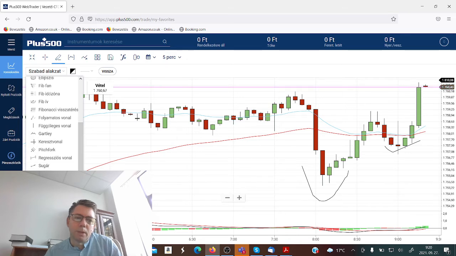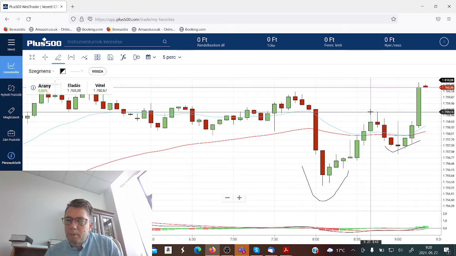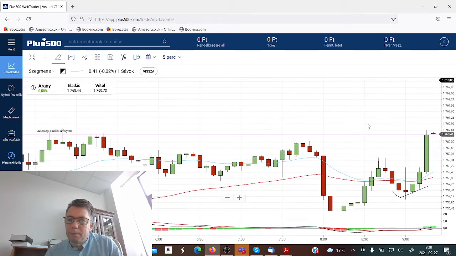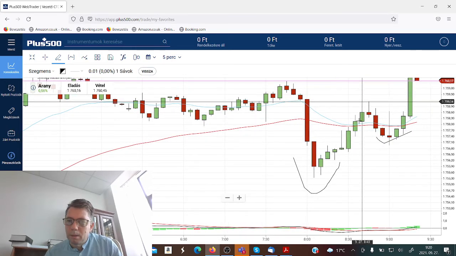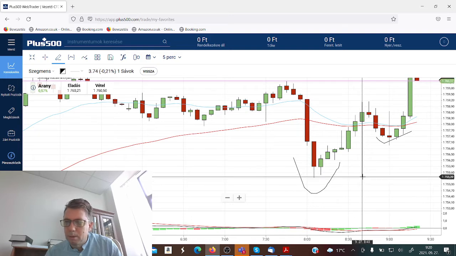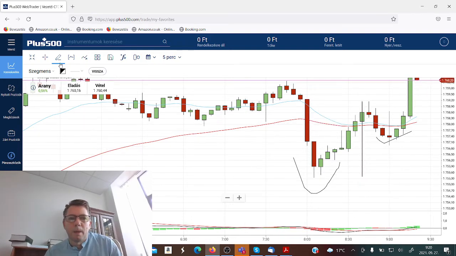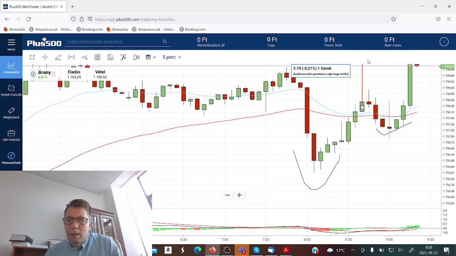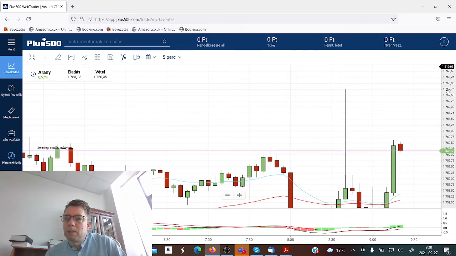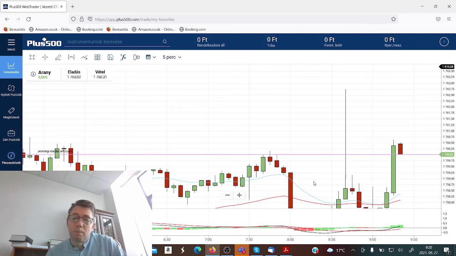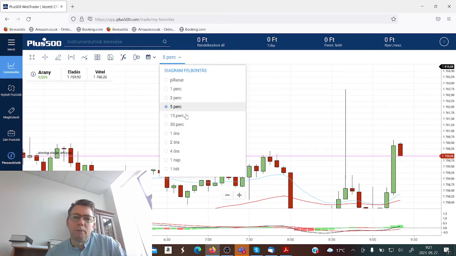Let's see the target price. What could be our target price? Let's measure from the top, all the way from the top to the bottom. Yeah, here we go. Good. And now let me measure it here. I'm going to put it right to the top. On the 5-minute chart, the measured move is 1762. But this is the 5-minute chart, so let's go to the 15-minute chart.